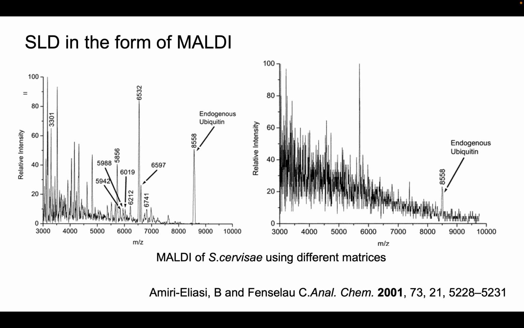So here I will highlight the importance of choosing the correct matrix for your compound of interest, as it influences the quality of your resulting mass spectrum. Here on the left you have sinapinic acid, and on the right you have dihydroxybenzoic acid. You can see dihydroxybenzoic acid wasn't a right fit for Saccharomyces cerevisiae, and sinapinic acid was.